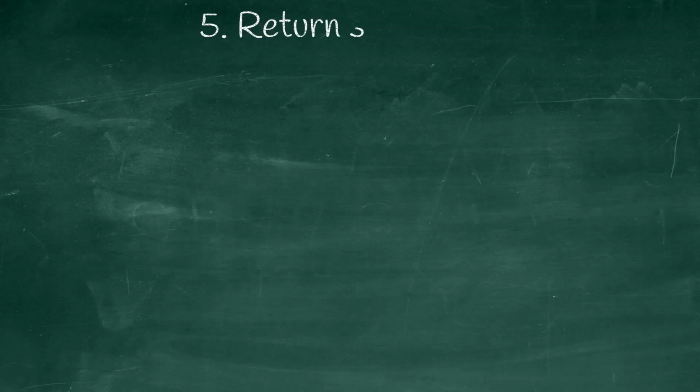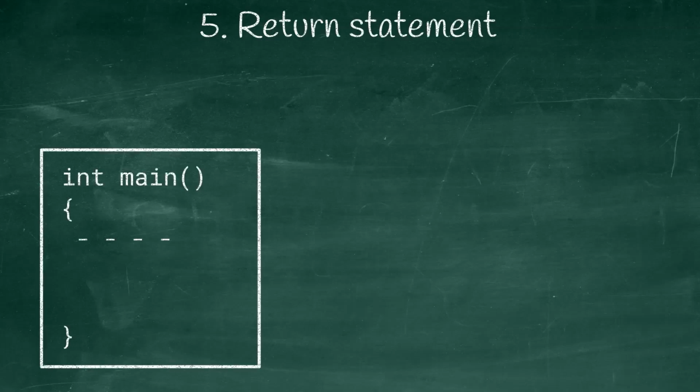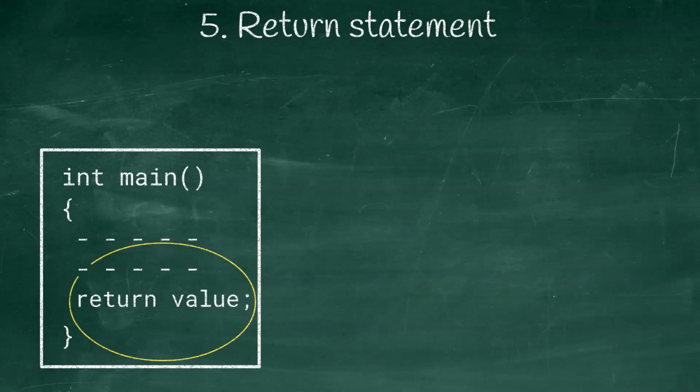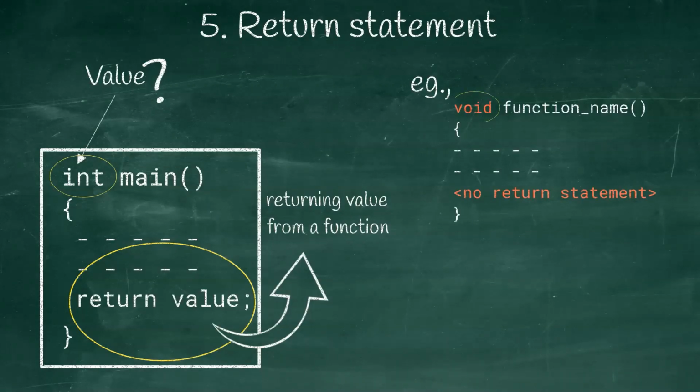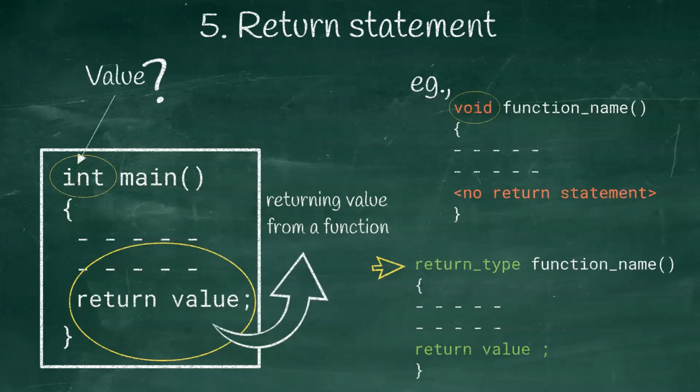Next we have the return statement, which is written as the last statement of the main function. The return statement refers to the returning of values from a function. This return statement and return value depend upon the return type of the function. For example, if the return type is void, then there will be no return statement. In any other case, there will be a return statement and the return value will be of the specified return type. This might be hard to understand, so let's try it with this example.